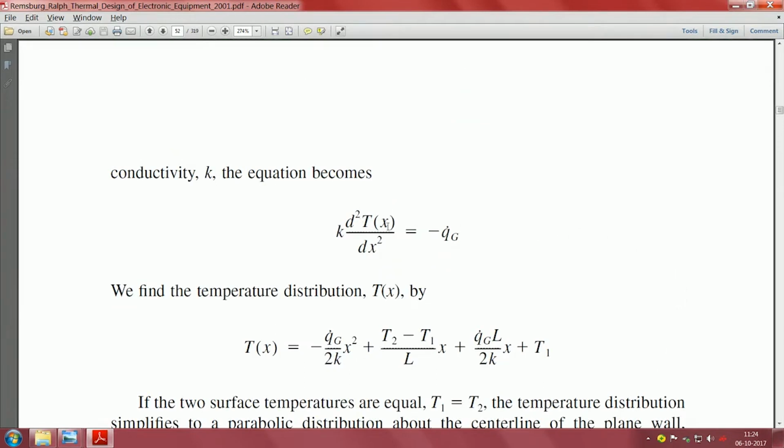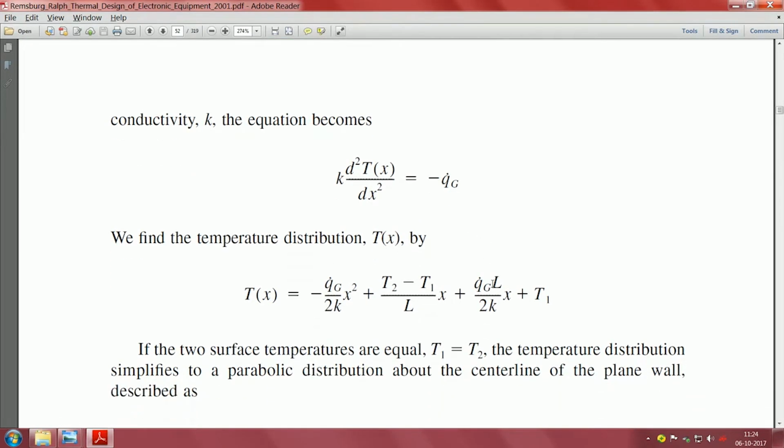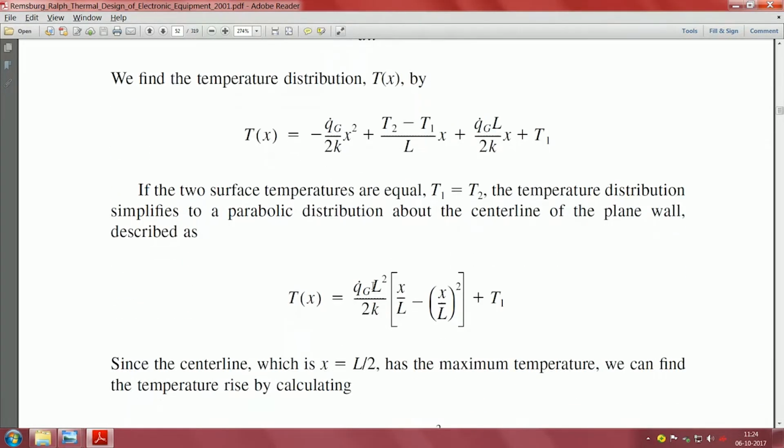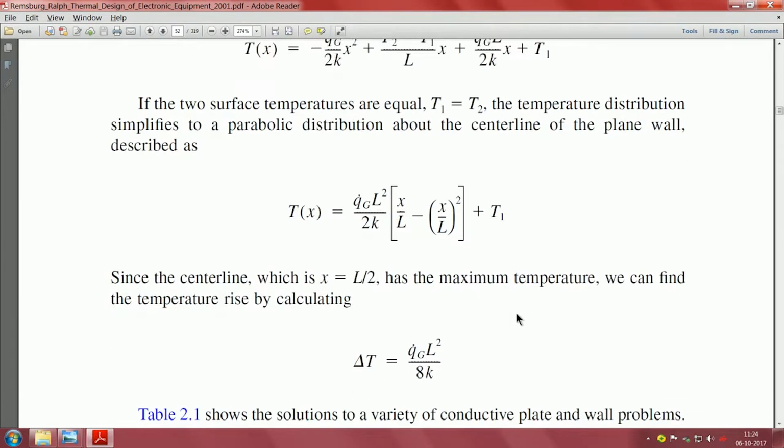You see here already the second differential of the temperature with respect to the distance has come about. So, the temperature distribution instantaneously can be given by this big equation here. Now, do we need to learn this as an equipment designer? You probably do not need to know this.